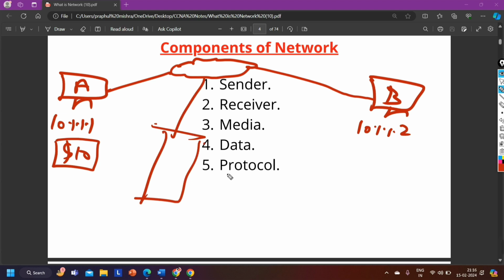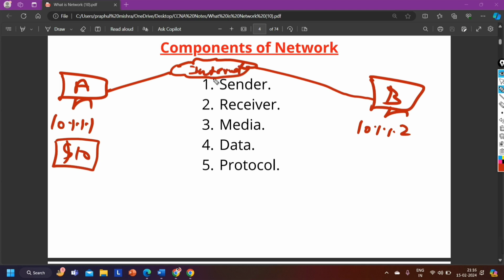Like Bank of India, Punjab National Bank, any bank. So person A will send a request to the bank server, and then the bank server will send $10 to person B, right? For now, let me remove the bank server from here. In an upcoming day, I will tell you the complete scenario also. Don't worry.